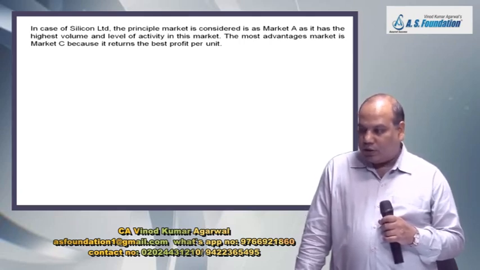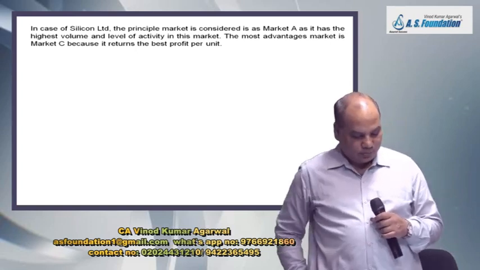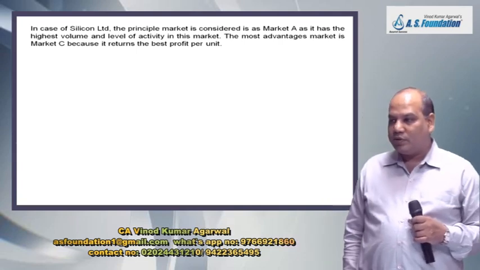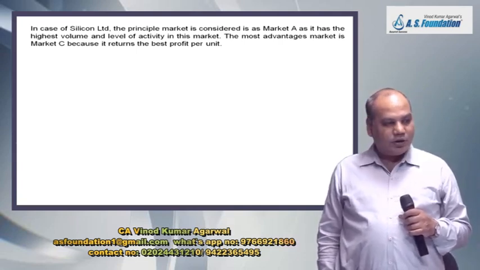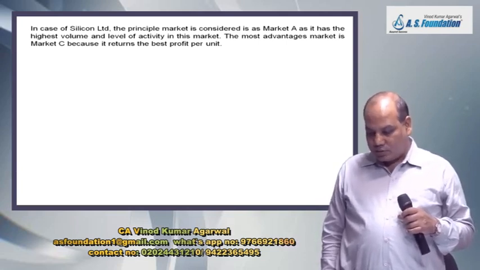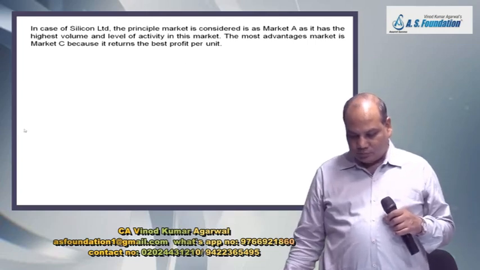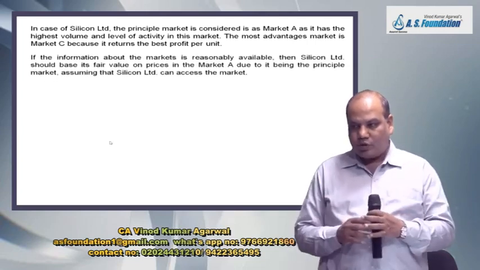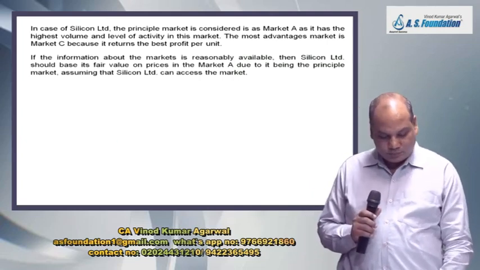The most advantageous market is market C. The most advantageous market is market C because it returns the best profit per unit, or best cash flow per unit.